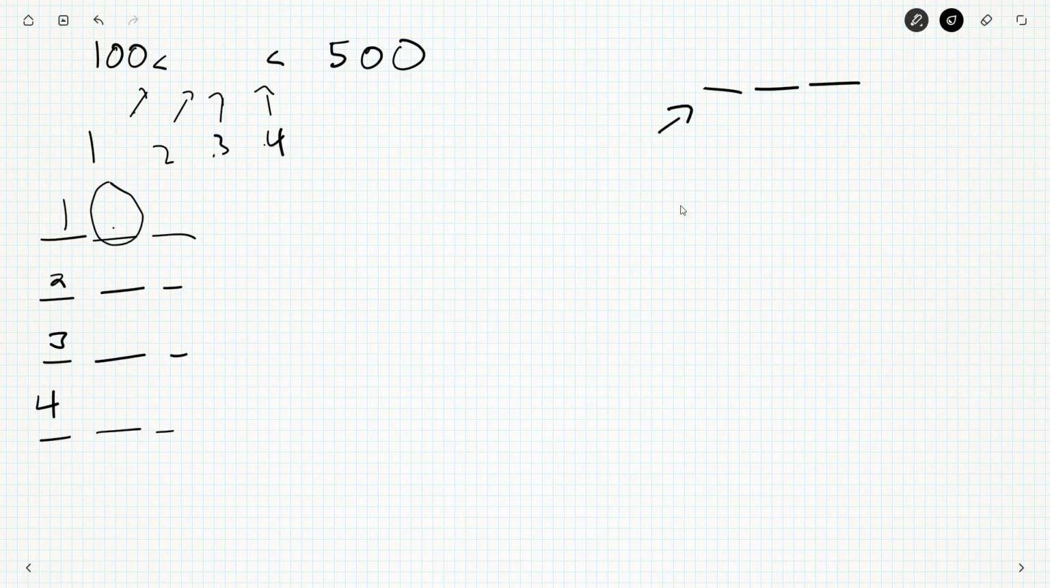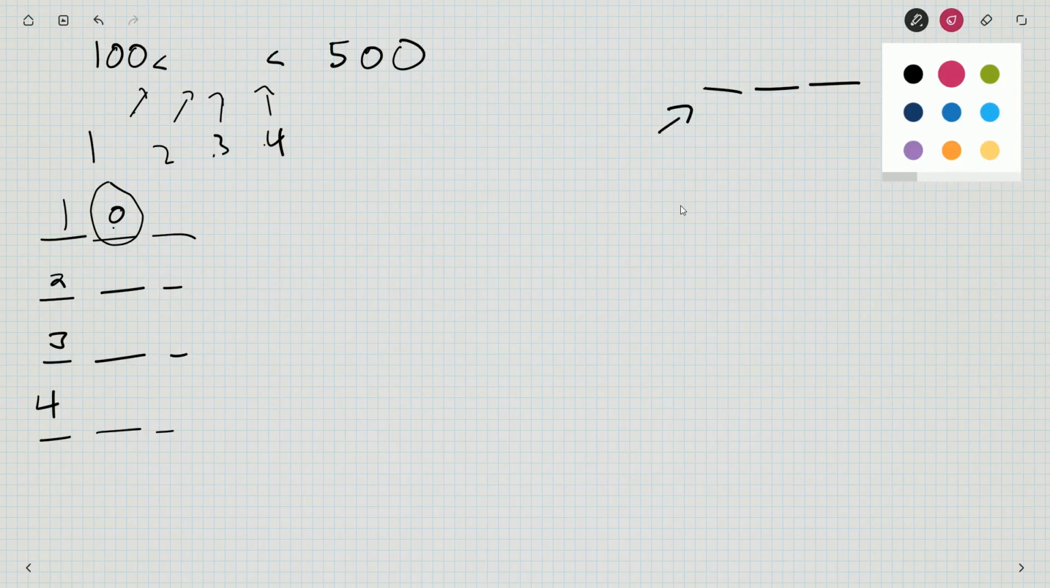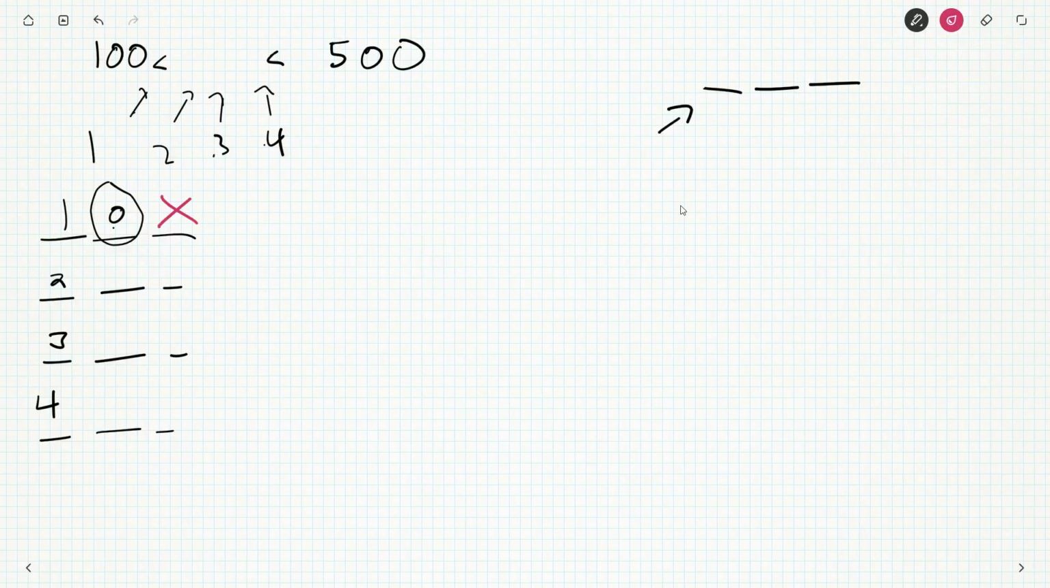So if I have a 1, what are the possible numbers I could have for my second digit? It's got to be less than 1. Well, it can only be 0. What would be the possibilities for the third one? Well, there wouldn't be any. There's no digit that's going to be less than 0, so we're stuck. Nothing we can do.